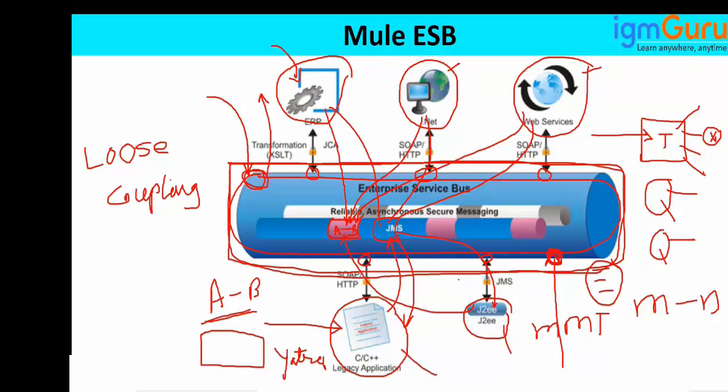Where do you make the changes? You make them only in the ESB, so nobody else is disturbed. My business is not going down. Code maintenance is not a problem here. At one location I'm writing it and then other people are consuming.